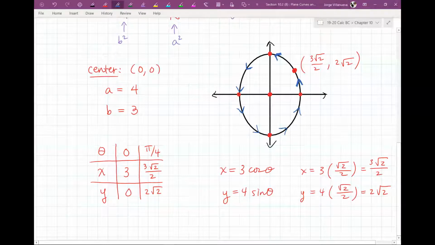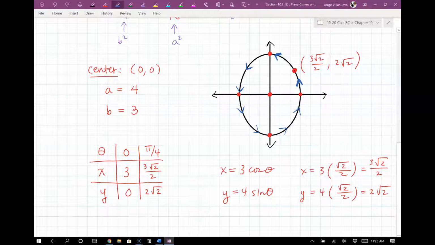Now let's just check it on a graphing calculator. Let's check to see how the graphing calculator will actually put this for us. So let me find one really quick here.